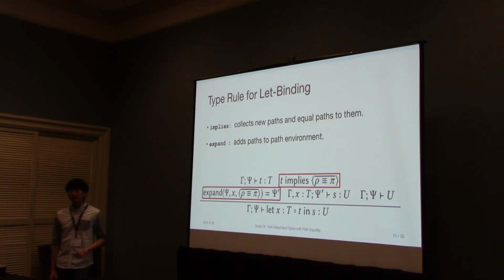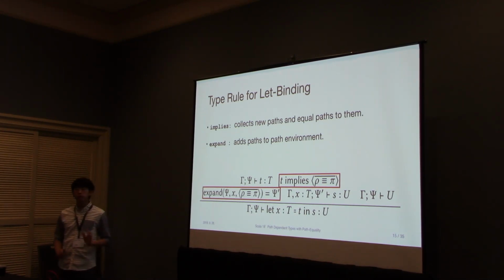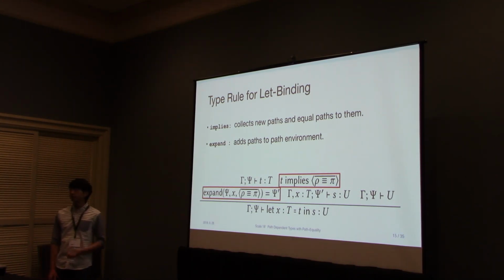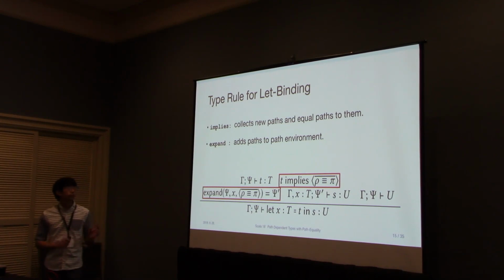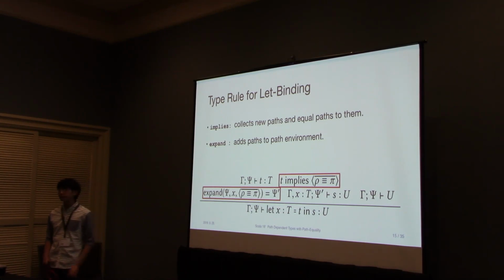Since a let binding is the only place where new paths are created, the other type rules are trivial, but we must change the type rule for let binding to update the path environment. The type rule uses two helper functions named implies and expand. The implies function collects the newly created paths and the paths they are equal to, and the expand function adds paths to the path environment based on the result of the implies function.